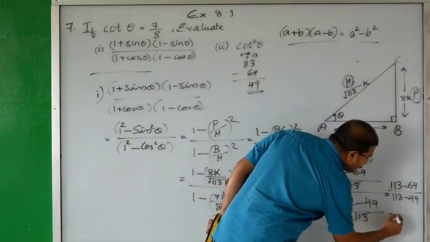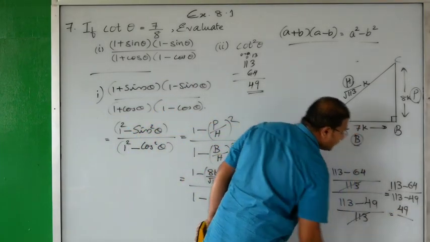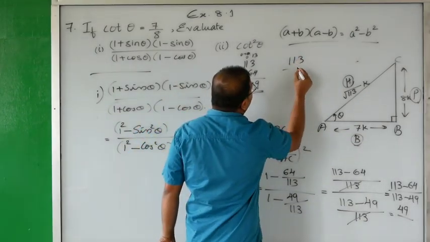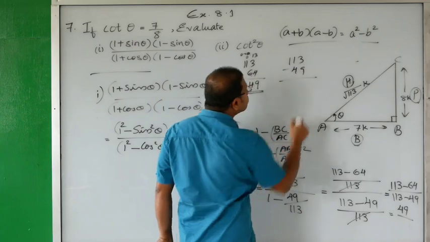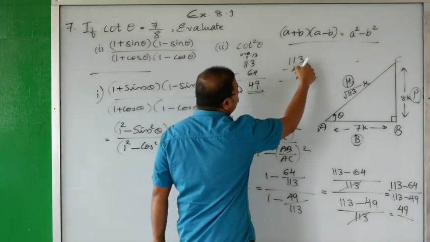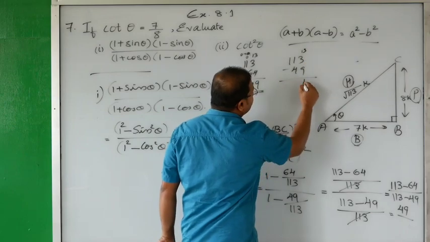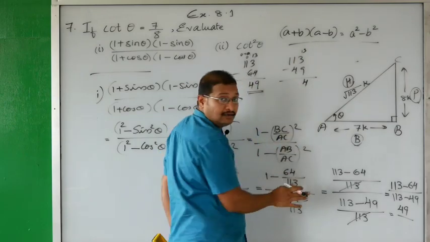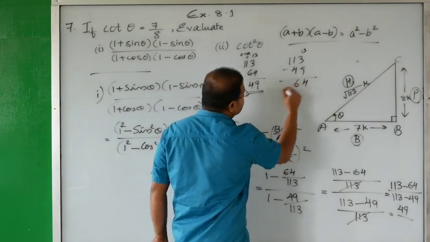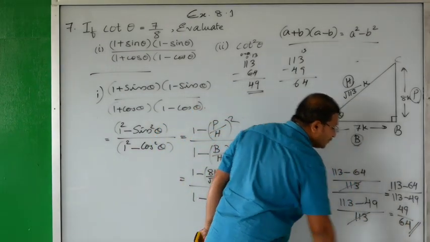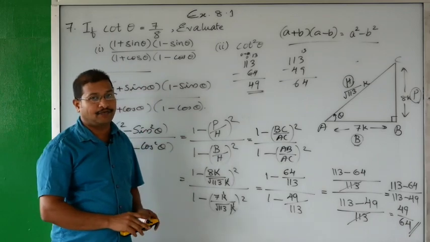That means this part, first you got 49 divided by. Next one, what will you do? 113 minus 49. We can't take 9 from 3, so we'll carry from next. Then this becomes 13. 13 minus 9, 4. Here becomes 10. So 10 minus 4 means 6. So we got 64. So the answer is 49 by 64.